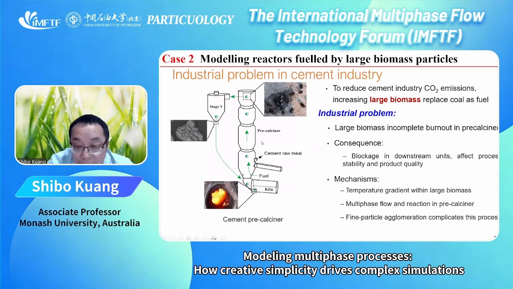So in the second case, we consider reactors filled with large biomass particles in the cement industry. This large biomass is used to replace coal to reduce carbon emission. However, this causes a problem because large biomass has a temperature gradient inside the particle. This can readily result in incomplete burnout. So far, we don't have any tools that can effectively guide the use of large biomass for this reactor.